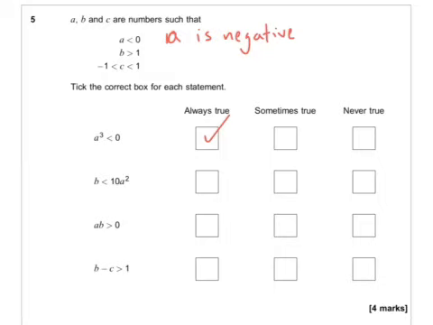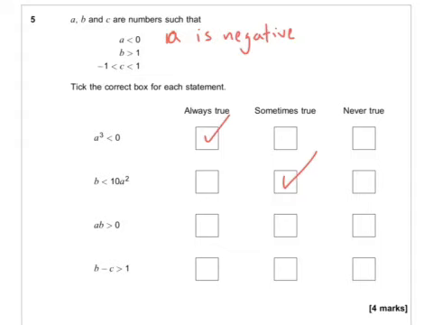B is less than 10A squared. Now, it depends what A is. If A is minus 0.something, that's not going to be true. But if A is minus 2 and B is 1, then minus 2 squared is 4, times 10 is 40, and B is 1, which is less than 40. So that's sometimes true. Like I say, the best way to do these is to try some different numbers.